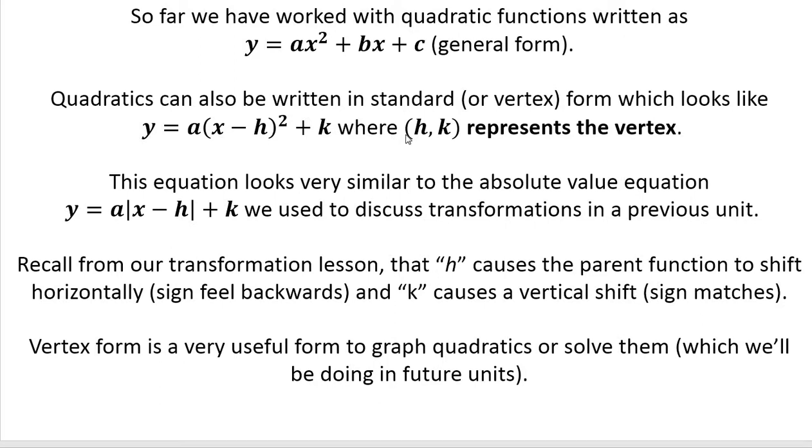Now here's a great thing. hk represents the vertex. So the vertex is built right into that equation, which is really powerful. Now that might look kind of familiar to you if you go back a few lessons, a unit, where we did transformations with the absolute value equation. We had that hk. Remember, that was the vertex of our absolute value function as well. And we learned that h shifts that parent function right or left, horizontally. The sign flips backwards, but it shifts it horizontally. And k shifts it vertically, up or down, and the sign matches, it lines up there.